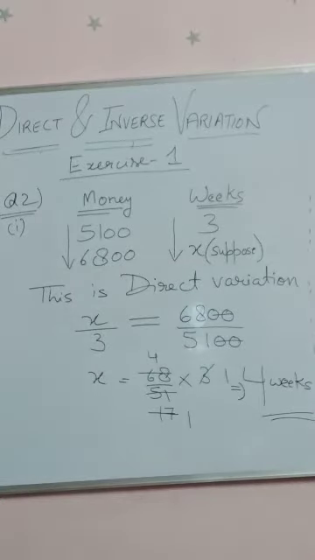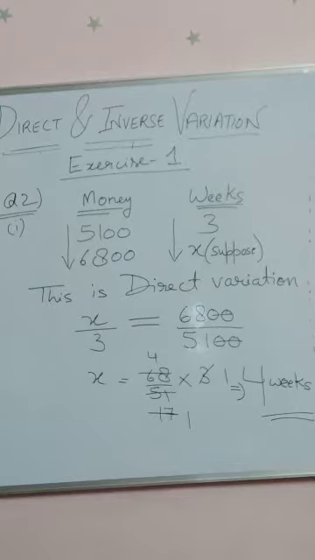I hope you have understood this question. In this question, we have framed the quantities in form of columns first. Two quantities were talked about. One was the money earned. Second was the time duration in weeks. And then I have assumed the unknown thing as X. And then I started putting the arrow. After checking the variation, I have put the arrow in the same direction.